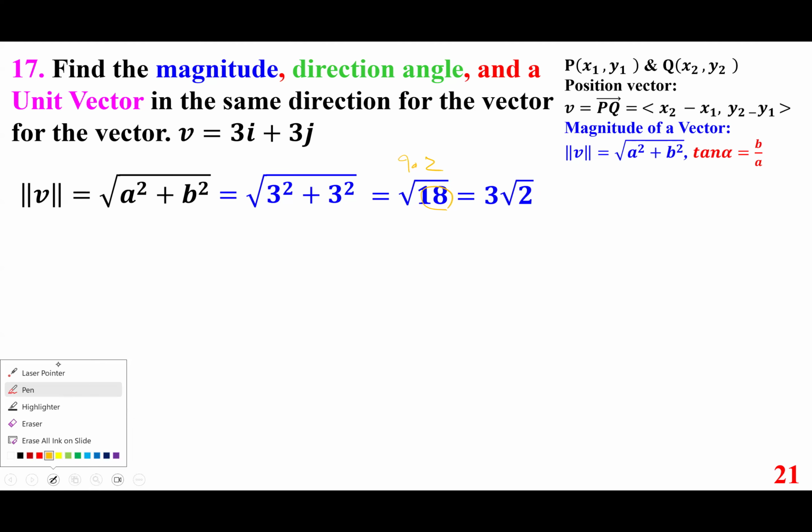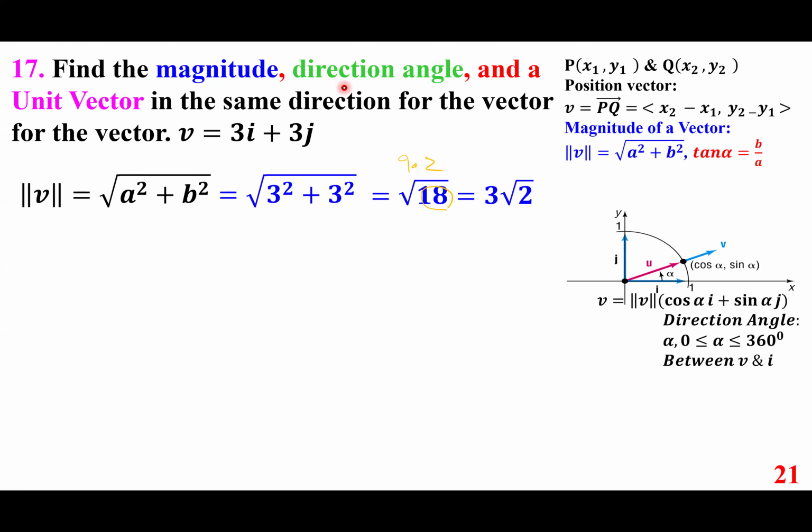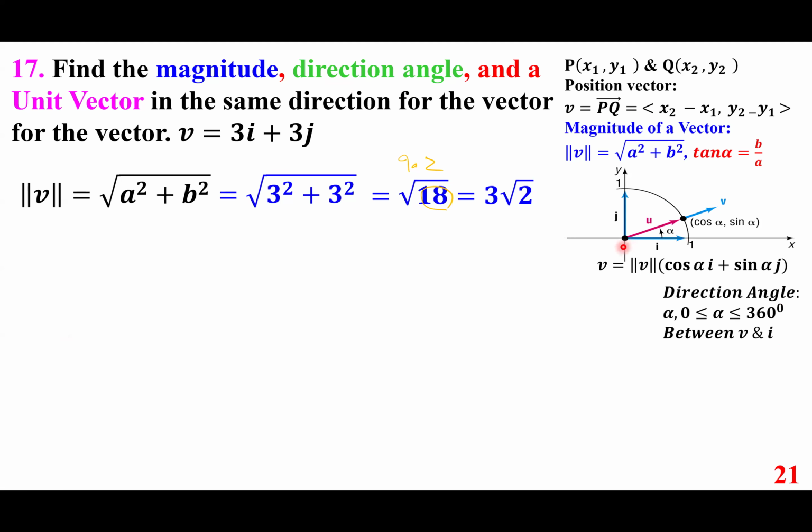Then the next thing, direction angle, reminding you of what is going on. If you have a vector that makes an alpha angle, beta angle, theta angle, whatever, with the positive side of the x-axis, then that is called the direction angle alpha, which is between 0 and 360, between the vector and i, the unit vector along the x-axis. Then the vector v is the product of its magnitude and cosine of alpha i plus sine of alpha j.